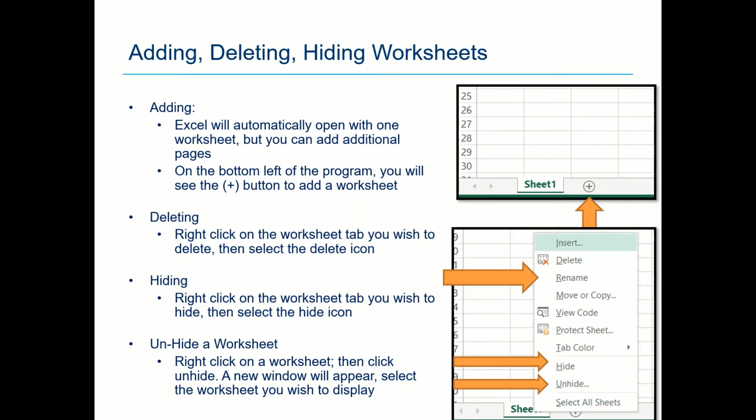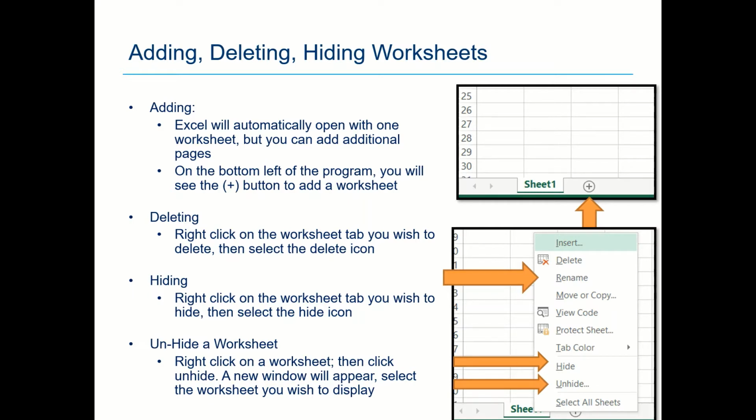Adding, deleting, and hiding worksheets. The same thing could be added on the bottom tab. If you look at the bottom of your spreadsheet where it says Sheet 1, there's a plus arrow that allows you to add more sheets. So adding sheets so that you have multiple spreadsheets within a workbook.